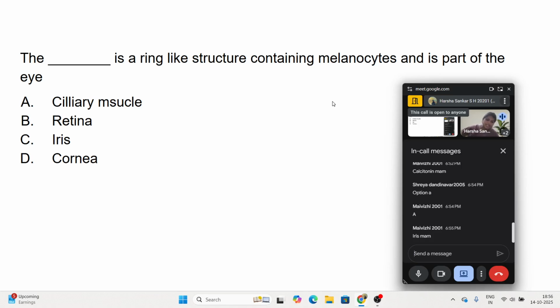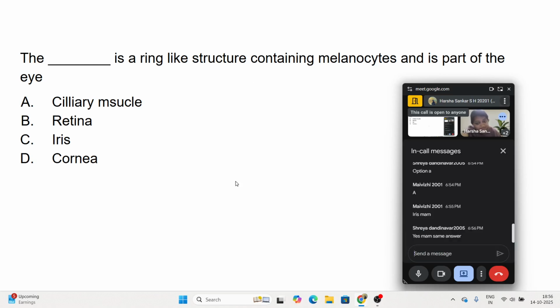So my Maybe is saying iris. Is Shreya supporting my Maybe, or do you have a different answer? Yeah, Shreya is also supporting that it's iris. Very good. Correct answer only. Very good that you remember all these things.